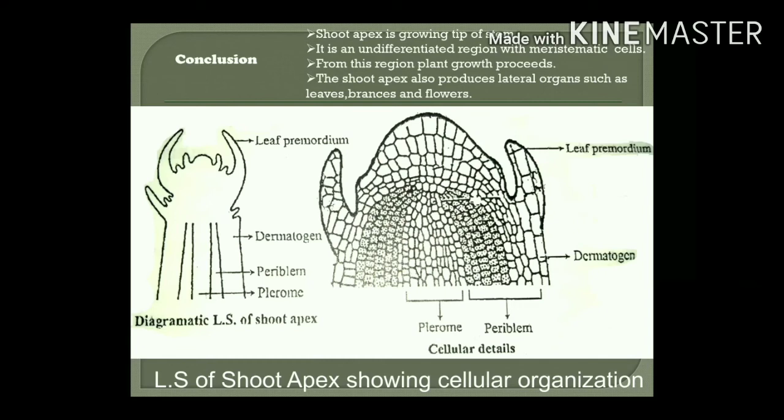The second layer is peribleum. It is the region lying just below the dermatogen. It is single layered at the apex and becomes multi-layered towards the downward side. The cells of peribleum divide and redivide and finally get differentiated into the cortex of the stem. In dicot stem, the cortex is differentiated into hypodermis, general cortex, and endodermis.